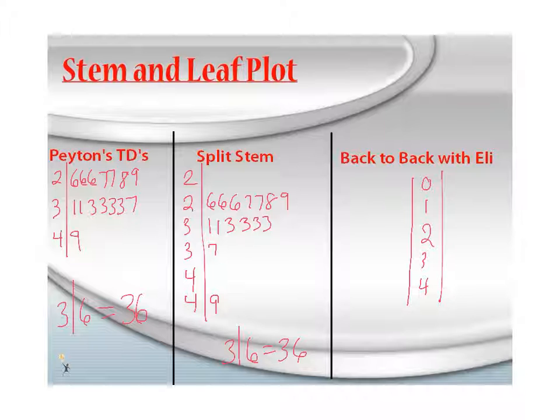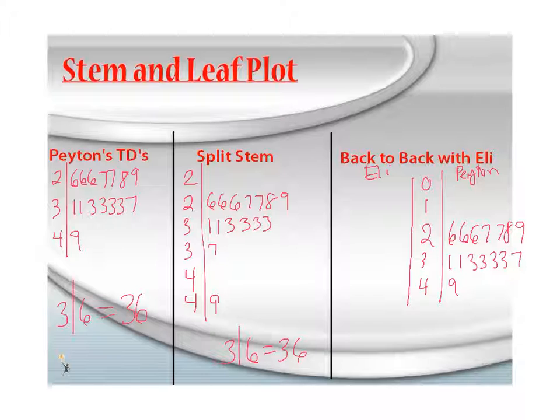Now, on the right side, I'm going to go ahead and do Peyton over here. So we would label who's who. This is Peyton, and this is Eli. Peyton's, and I'm going to go back to the regular one, so I'm not going to split it since it didn't really help much with Peyton. And then I'm going to go to Eli and look at his touchdown.